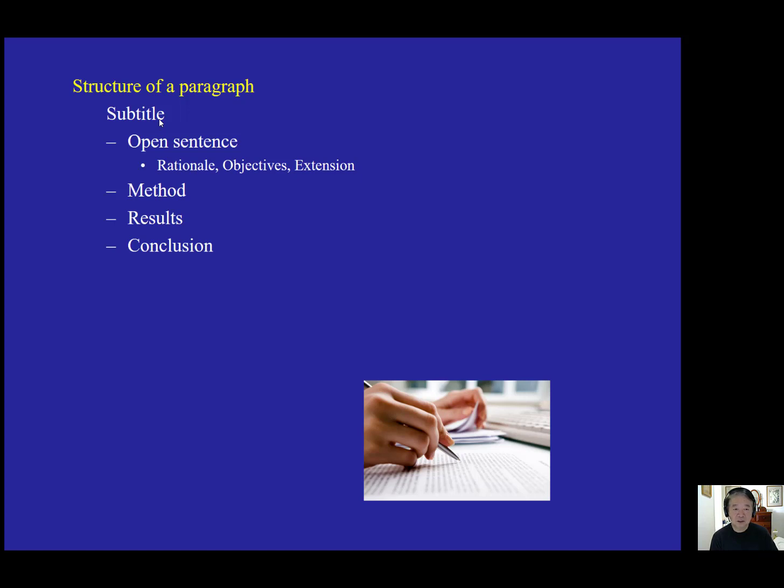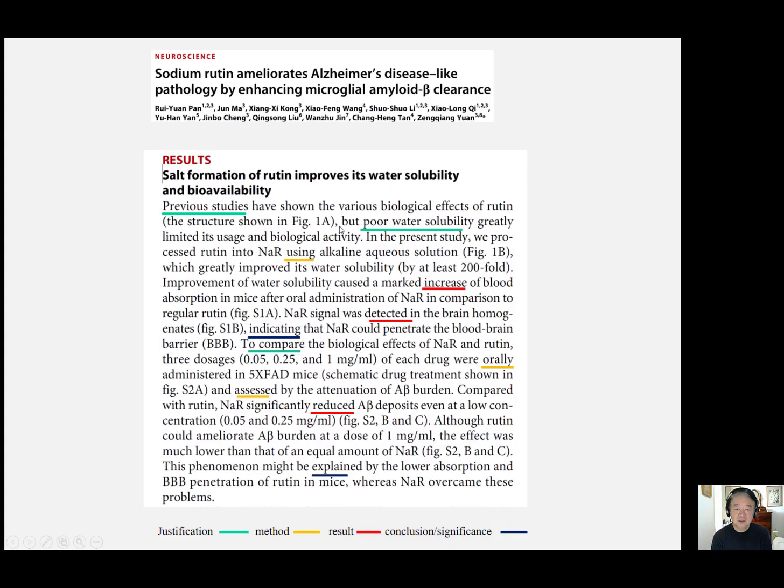In the open sentence here, sometimes you can use the rationale why this study in this paragraph was done, or you can come up with the objective or aim of this paragraph, or somehow you can use the extension to further the new from the old knowledge to the new knowledge. Here I'll just give you one example.